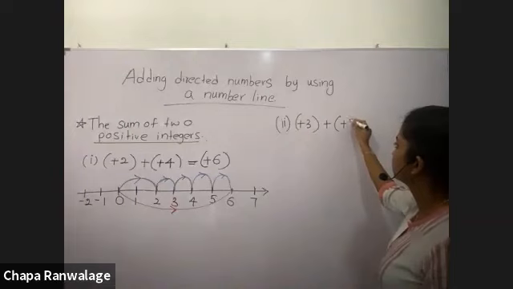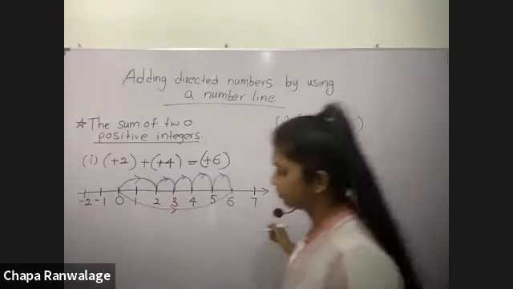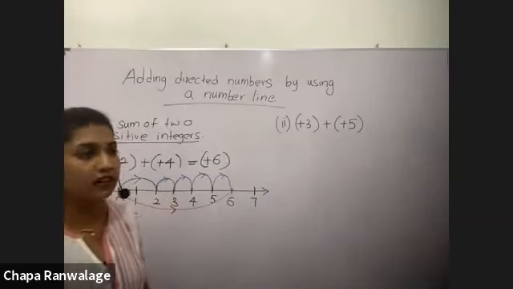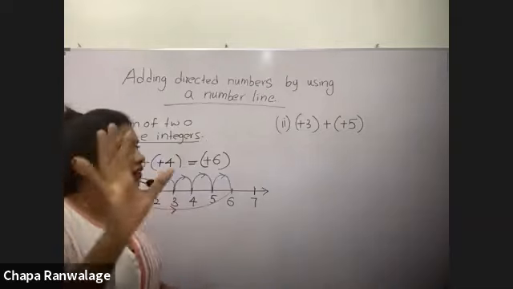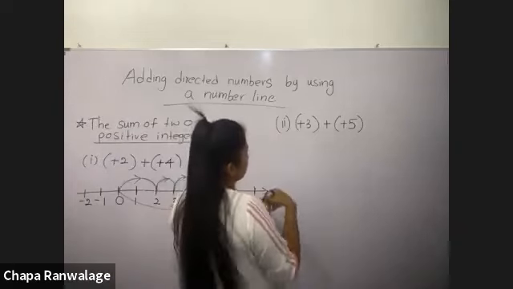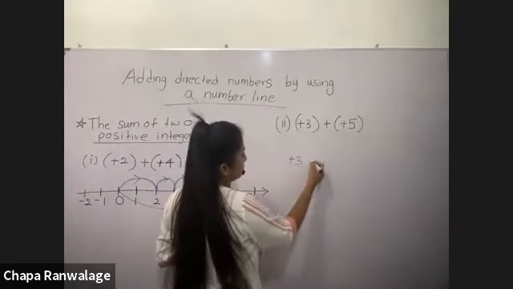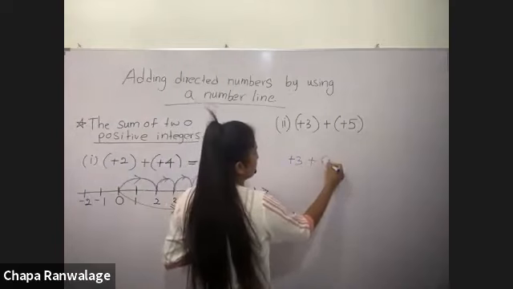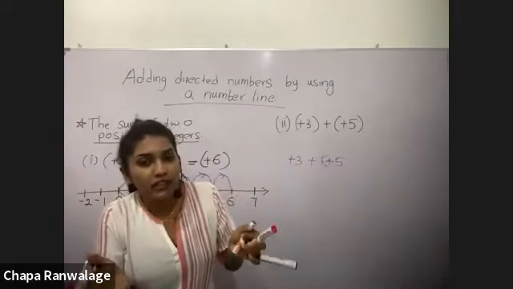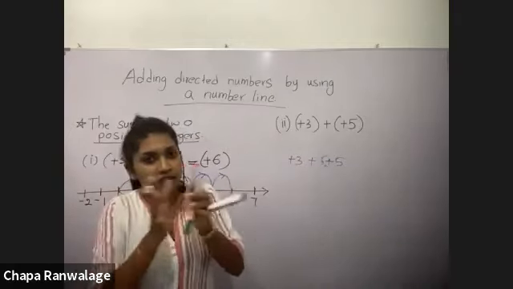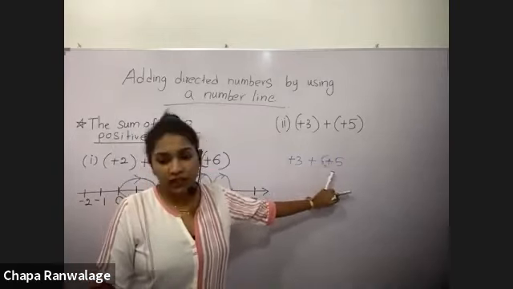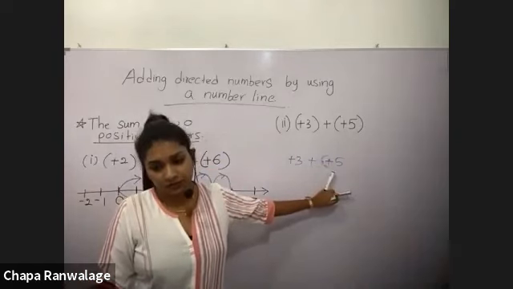Why do we put bracket? Normally, when we are writing a directed number, we can put a bracket, but that is not important. Because sometimes, suppose if we write class 3, class 5 like this, you cannot find the operation and the signs of those numbers correctly. That's why we are putting the bracket. Got it? Yes, teacher.